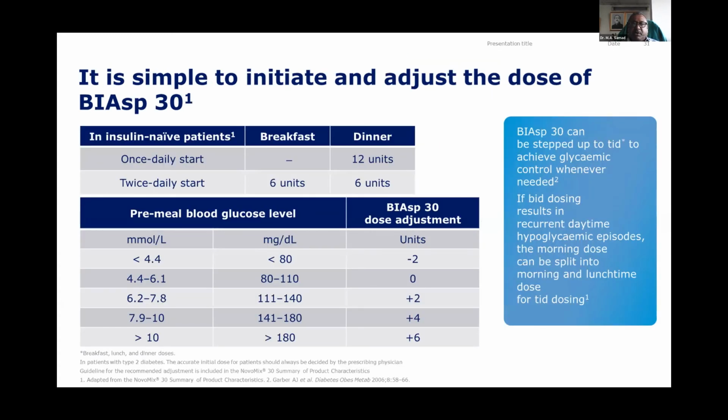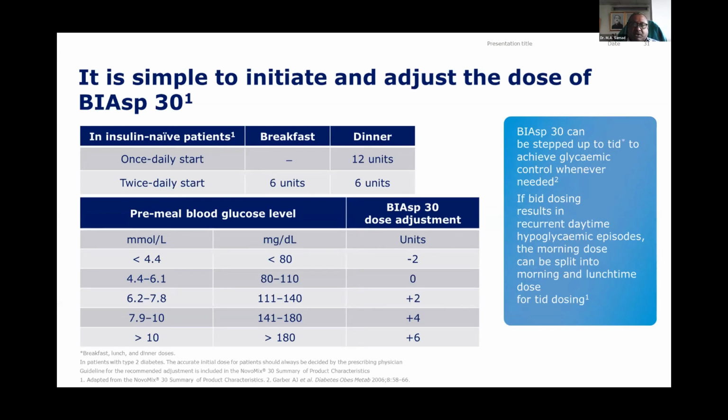It is very simple to initiate and adjust the dose of biphasic insulin. You can start with once daily dose, that is 12 units during dinner, or twice daily, start 6 units in the morning and 6 units at dinner.